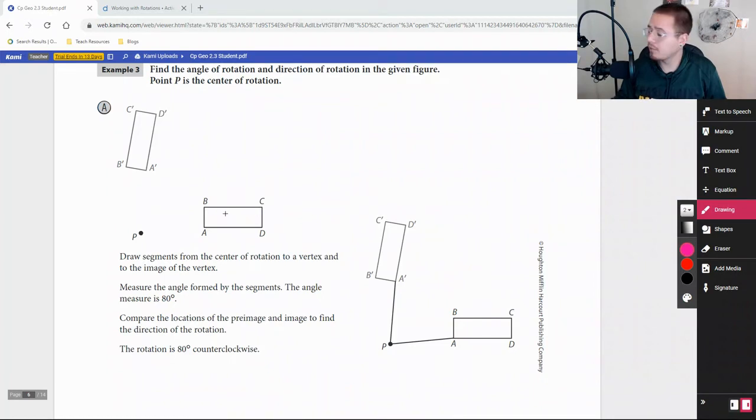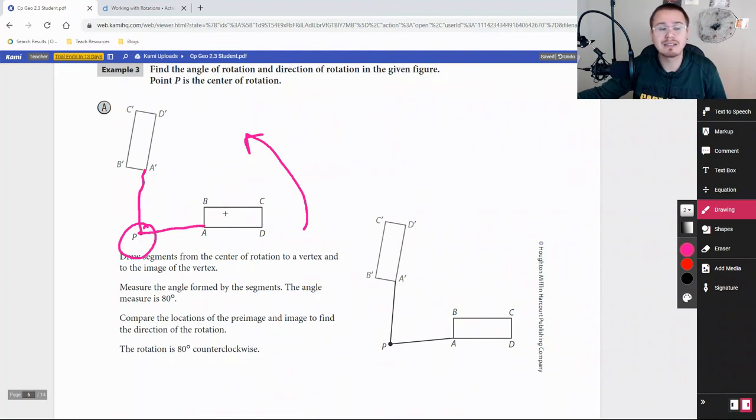Okay, so we started here. This was our pre-image. Started from the bottom and then rotated up there. This is your center of rotation. And we are going to go counterclockwise, correct? So draw segments from the center of rotation to a vertex and to the image. So let's just say I did A. So I'm trying to make it straight. It's very hard to make it straight in here. Let me try.